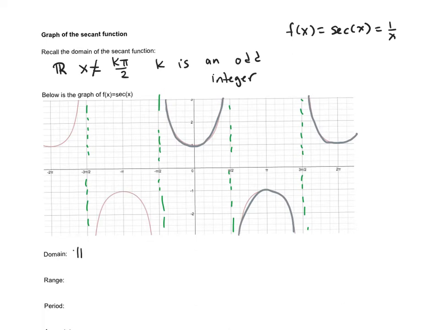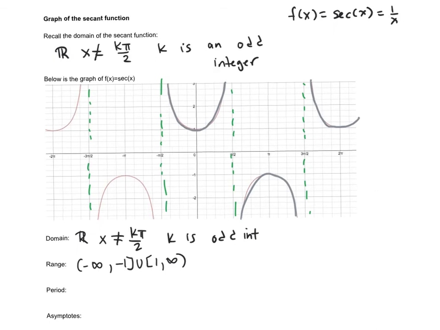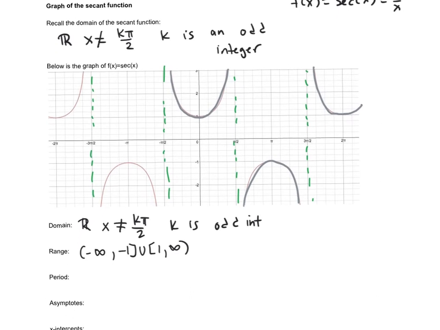So domain, like we said, all real numbers, x not equal to k pi over 2, where k is an odd integer. Range is going to be the same as cosecant, -∞ to -1, union 1 to infinity. Period, again, we have to have one of those waves going up and one of those waves going down, so it's 2 pi. And again, if I have a function f of x equals secant bx, the period is going to be 2 pi over b.